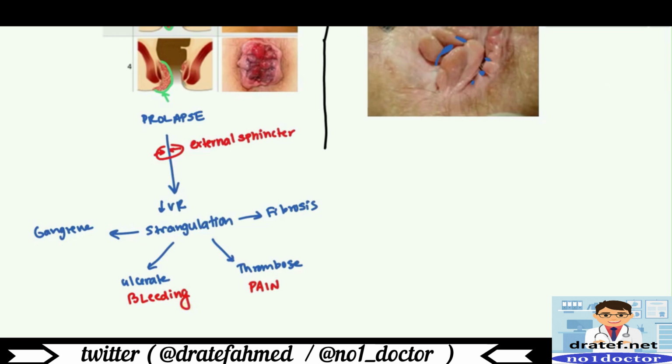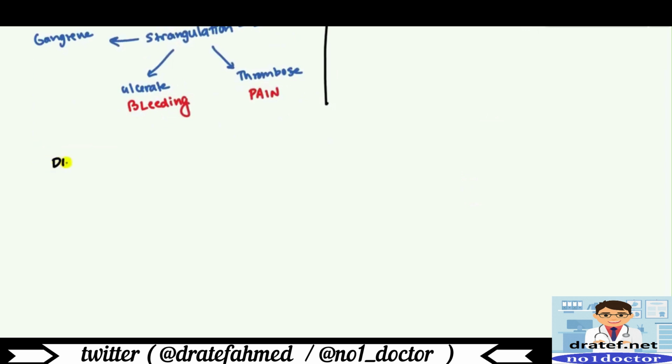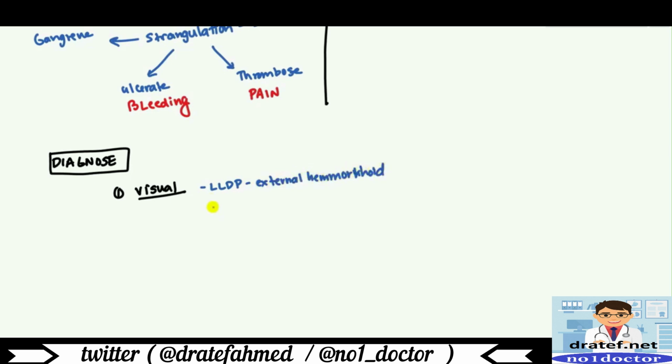Okay, so how do we diagnose it? So we're done with that. Now we move on to diagnosis. First of all, you're going to want to do a visual inspection. And you do a visual inspection by first putting the patient in the left lateral decubitus position. And generally, if they have an external hemorrhoid, you can see it right away. However, while you're over there, you do want to try to rule out abscesses and fissures.